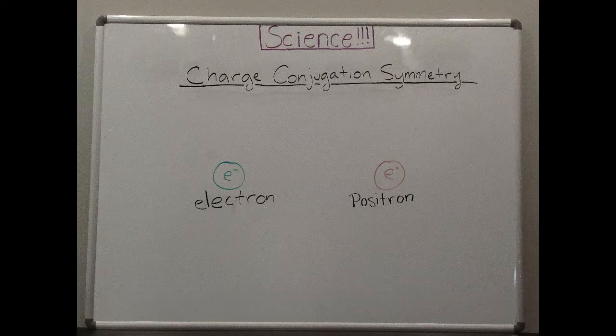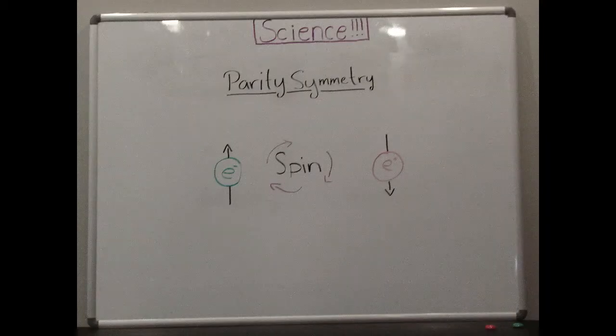has a positive charge. Parity symmetry is the flip in the sign of one spatial coordinate. In 3 dimensions, it can also refer to the simultaneous flip in the sign of all 3 spatial coordinates. In this example, we see that the spin of the positron is opposite the spin of the electron because of the spatial reflection or symmetry.